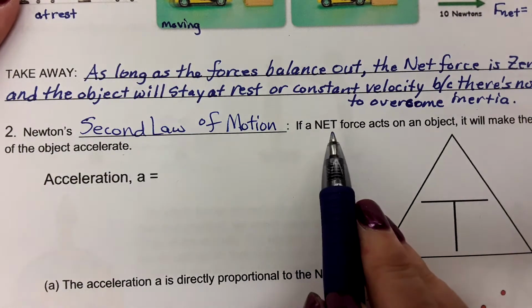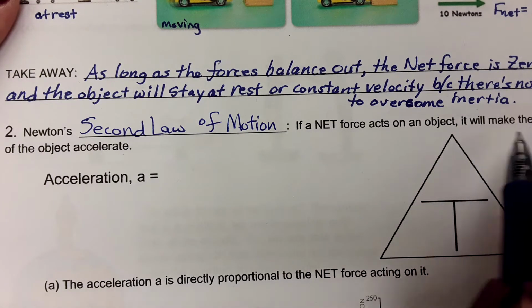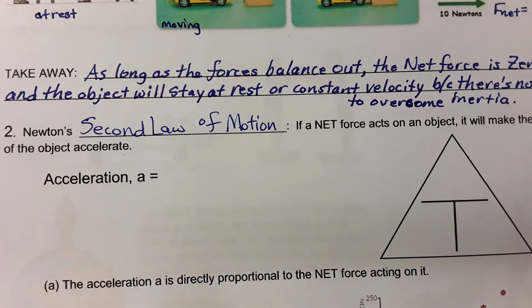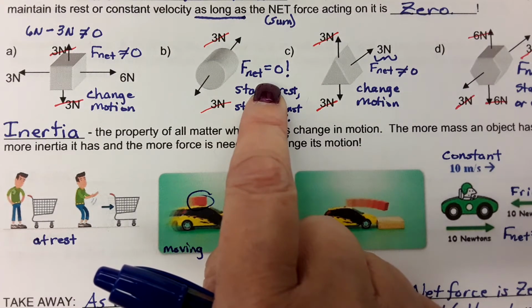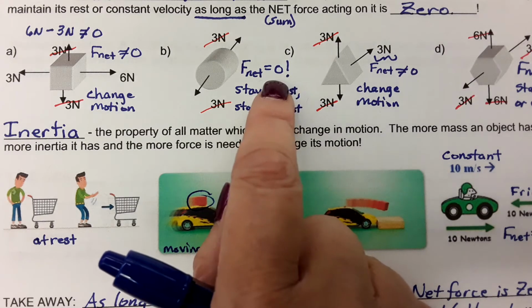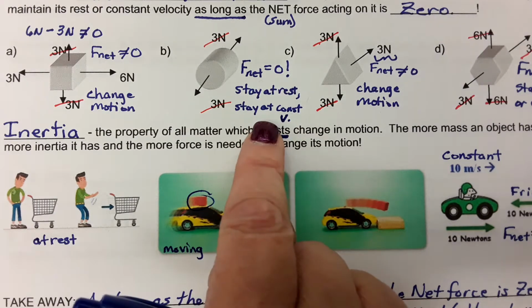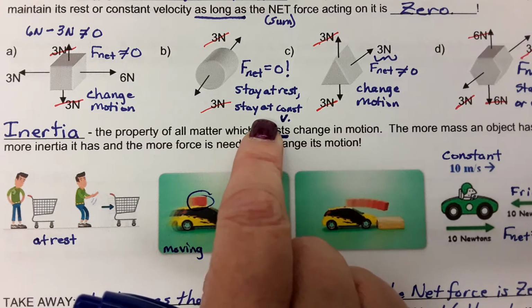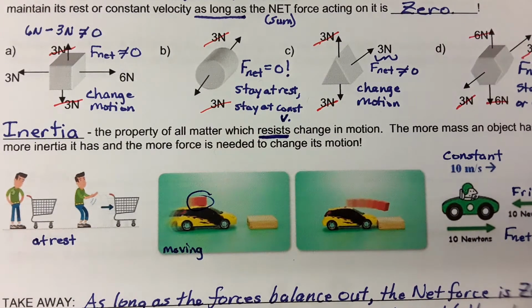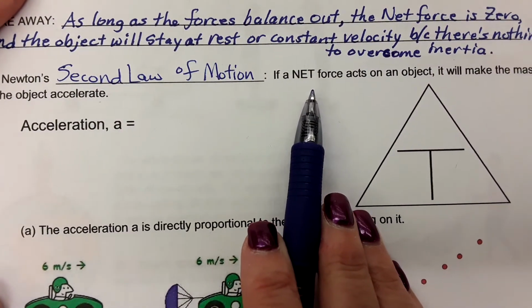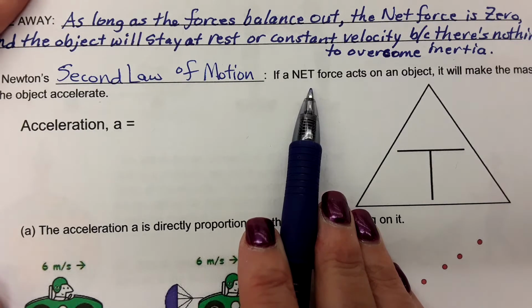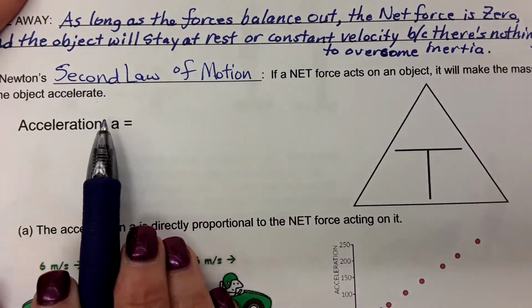Okay, so what does it say? It says if a net force acts on an object, it will make the mass of the object accelerate. Now, up here, the first law, the net force was 0. All the forces balanced out, so the object couldn't change motion. There was nothing to change the motion. So it either stayed at rest or it stayed at constant velocity. But what if the net force is not 0? Well, that's what this law is telling us. If there is a net force, if all the forces do not balance out, whatever is left will make the mass accelerate.